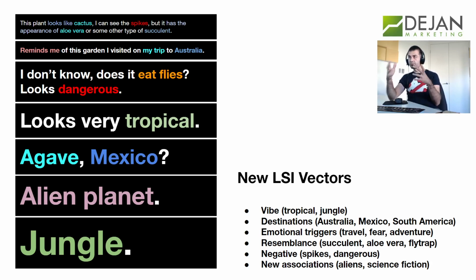So what do we have here in this pool of keywords now? We've got the vibe, tropical, jungle. Destinations, we've got Australia, Mexico, and potentially South America. And we've got some emotional triggers there. Travel, fear, adventure. We've got resemblance. So this looks like other plants, although it's not. It looks like a succulent, aloe vera, Venus flytrap, eating flies, which it doesn't. Negative connotations. Is it spiky? Is it dangerous? And some new association, something that hasn't quite crossed my mind either. Aliens, science fiction. Does that plant look like it's about to eat you, or does it look like it comes from Venus? I don't know, but that's what people said.